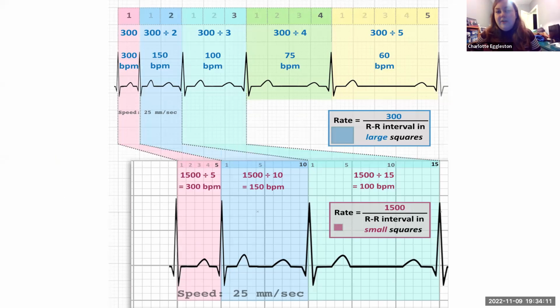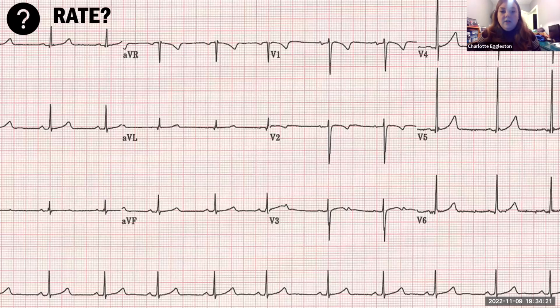So you can see if we had a rate of 150, there's only 2 big squares between. Whereas if it's a rate of 75, which is more normal, we've got more big squares between. So can anyone calculate the rate of this ECG for me?